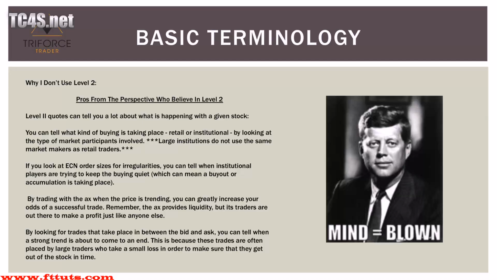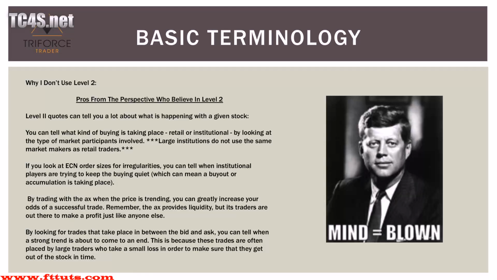If you look at ECN order size for irregularities, you can tell when institutional players are trying to keep the buying quiet. Maybe. Okay. And by trading with the axe, when the price is trending, you can greatly increase your odds of a successful trade. So I'm just giving you the pros from people's perspective, okay, of why they choose to really try to understand level 2. And the other part is they make the argument that by looking for trades that take place in between the bid and the ask, you can tell when a strong trend is about to come to an end. This is because these trades are often placed by large traders who take small losses in order to make sure that they get out of the stock in time.